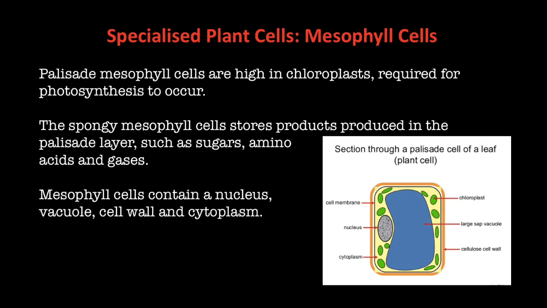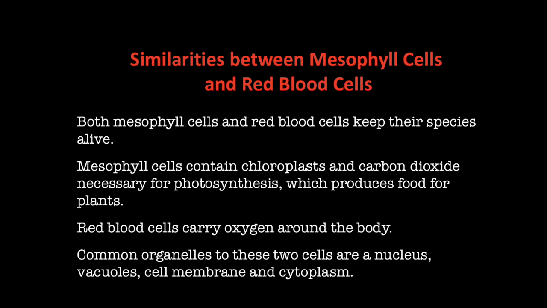The spongy mesophyll cells are irregular shaped cells that have large air spaces between them. Here products produced in the palisade layer such as sugars, amino acids, and gases are stored. Mesophyll cells contain a nucleus, vacuole, cell wall, and cytoplasm. The 2 major differences between red blood cells and mesophyll cells are their flexibility and composition of their organelles.